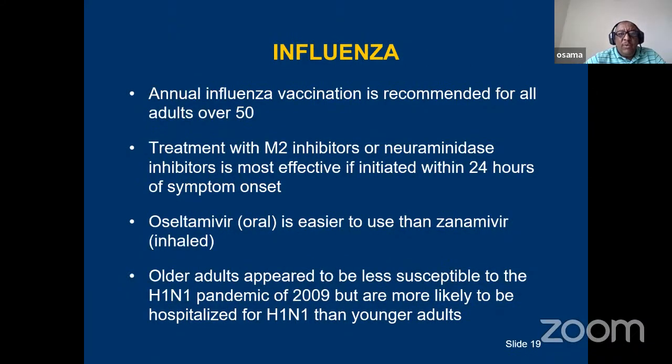Influenza. Annual influenza vaccination is recommended for all adults over the age of 50. Treatment with an M2 inhibitor or neuraminidase inhibitor is most effective if initiated within 24 hours of symptom onset. Oseltamivir is easier to use than the zanamivir inhaler. Older adults appear to be less susceptible to the H1N1 pandemic of 2009, but are more likely to be hospitalized for H1N1 than younger adults.